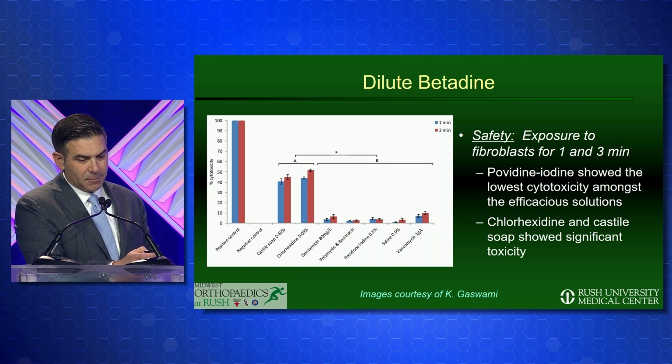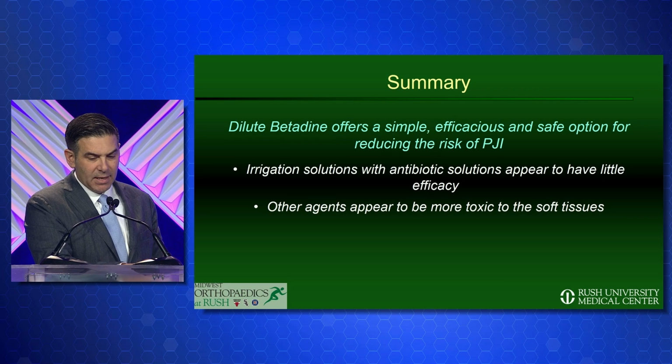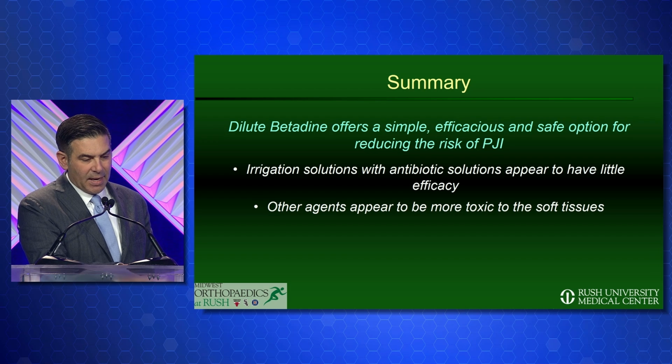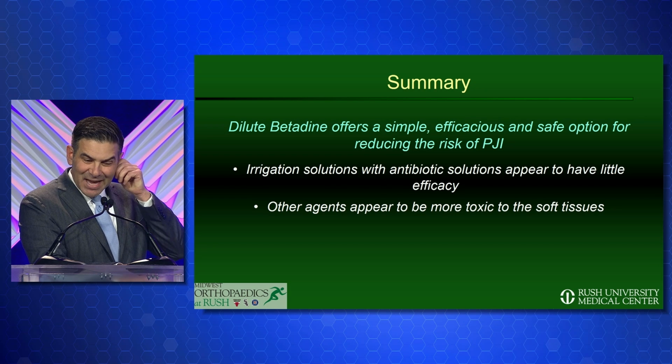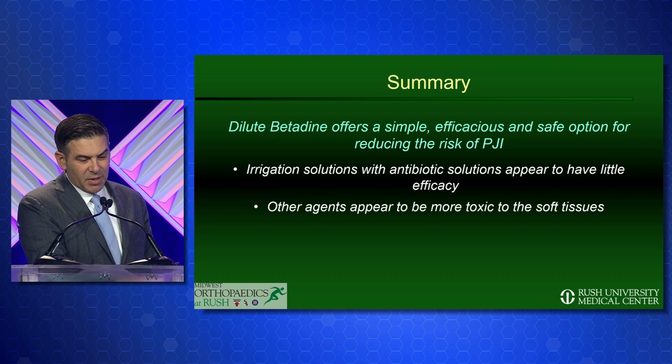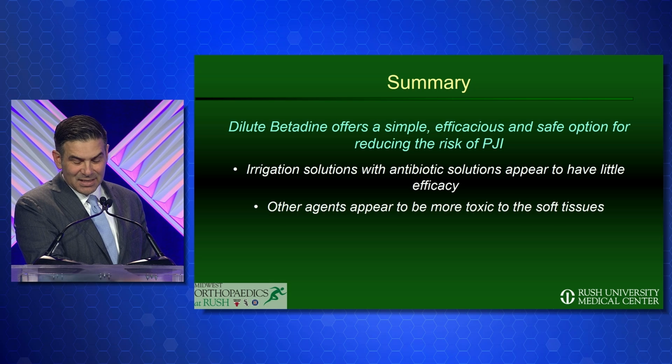So I think in summary, it's my belief, and I think with these 4 papers, I've demonstrated that dilute betadine offers a simple, efficacious, and safe option for reducing the risk of periprosthetic joint infections. Irrigation solutions with antibiotics appear to have little efficacy, and other agents appear to be more toxic to the soft tissues. Thank you very much.